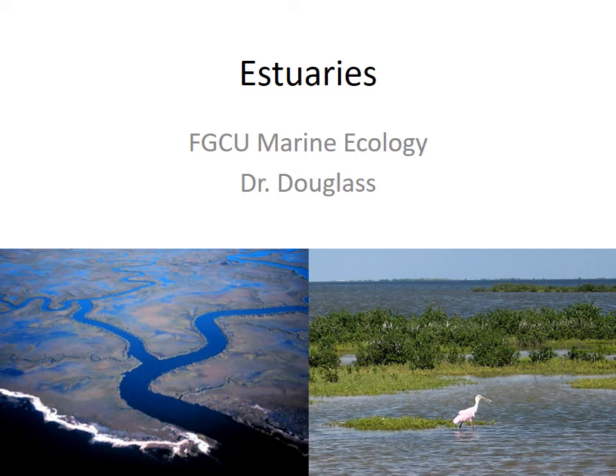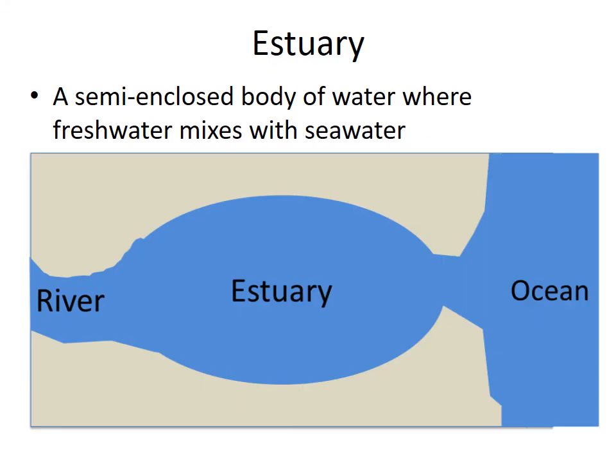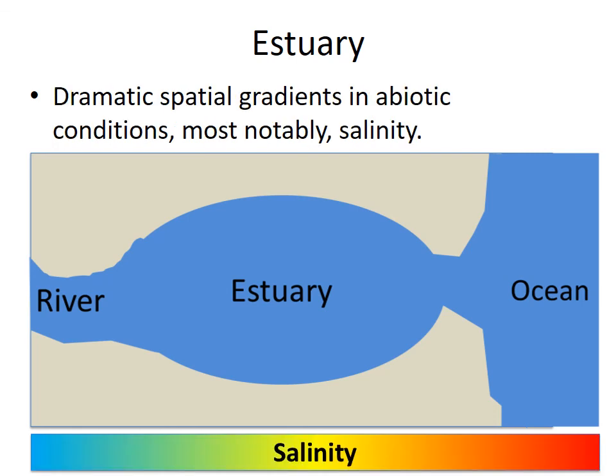So, what's an estuary? An estuary is a semi-enclosed body of water where fresh water mixes with seawater. So there's a blend of conditions in the estuary from freshwater conditions to marine saltwater conditions. And that leads to a spatial gradient in many factors, most notably salinity, which is represented by the rainbow gradient that I've applied here. Salinity doesn't actually have a color, but I'm using the rainbow color to indicate going from freshwater conditions in blue to full-strength ocean salinity conditions in red.